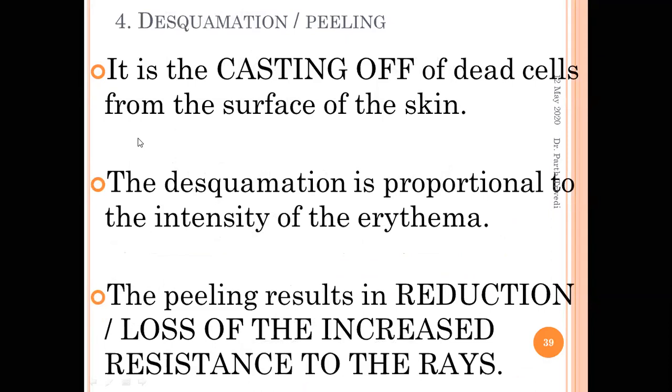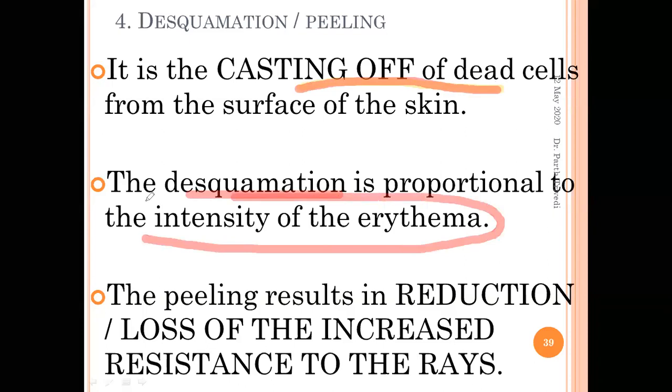After thickening of the epidermis, we have casting off, that is peeling of dead cells from the surface, known as desquamation, and it is directly proportional to the intensity of erythema. So the more the intensity of erythema, the more the desquamation. The peeling results in loss of the increased resistance to the rays. So once the peeling is done, then again you can administer.